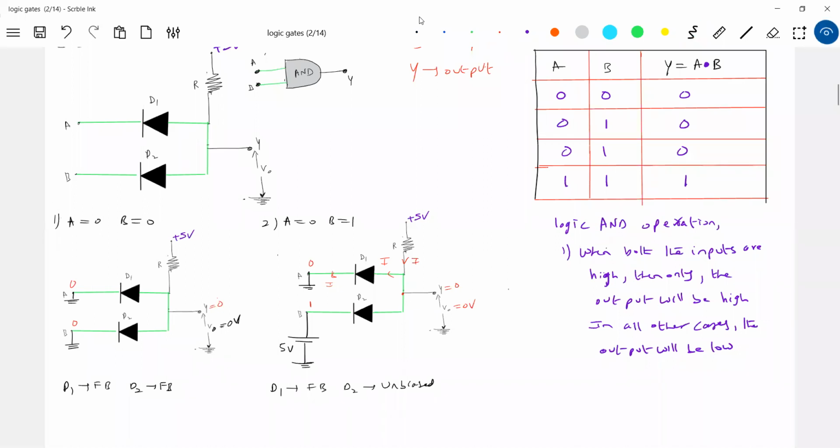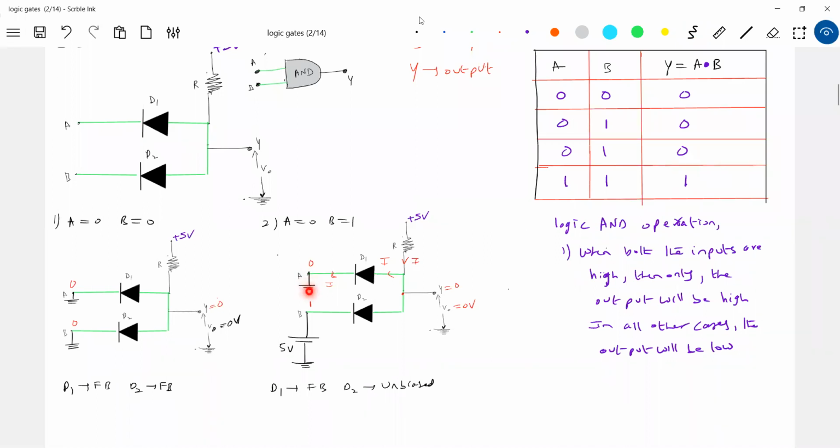I'll put it once again. Diode D1 is forward biased. Replace it with a short circuit. Short circuit, and this one unbiased. So definitely what happens, when you measure the potential here, like a plus V naught, you write the loop equation from here to here, plus V naught minus 0.